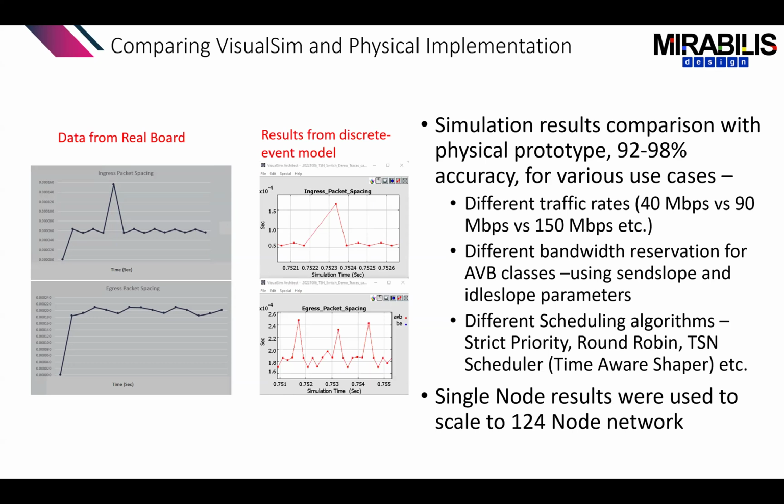And we found that they were between 92 and 98% accurate for a variety of traffic rates from 40 to 150 megahertz, and also for different types of reservations and different types of scheduling algorithms. So it wasn't just one point; we took a multitude of points. Not only was this baseline used to verify the model, but it was also used to scale the model. Because today's systems have a large number of nodes on the network and also a large number of network segments. So how do you scale them without having the simulation time run up significantly?